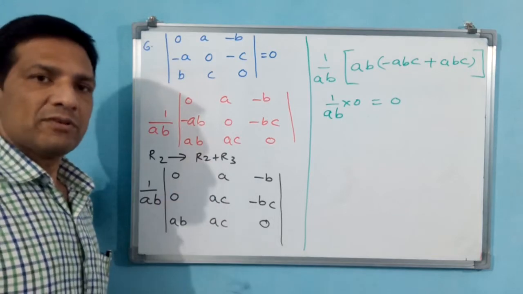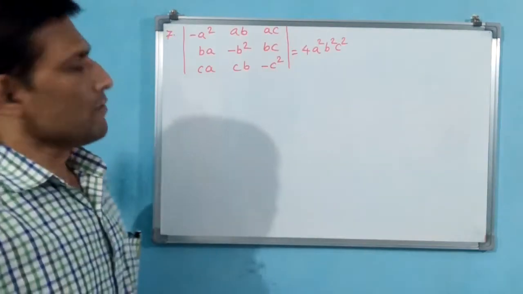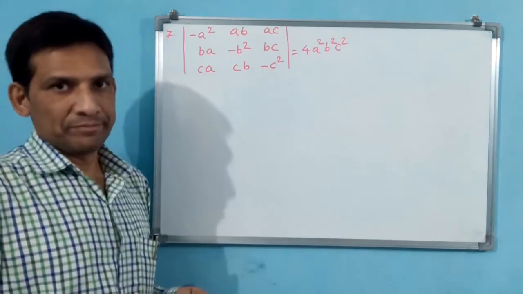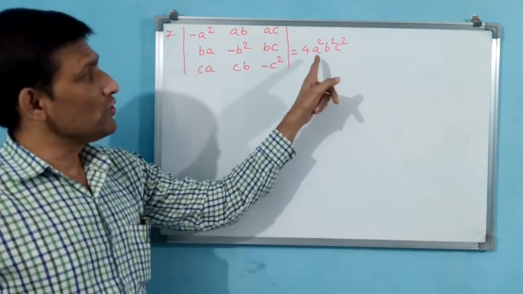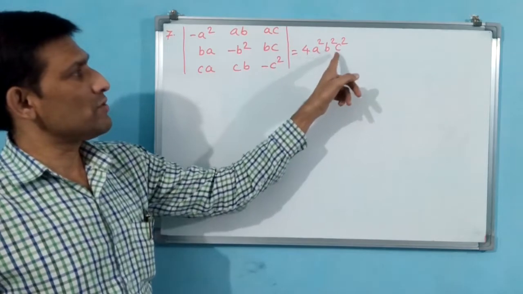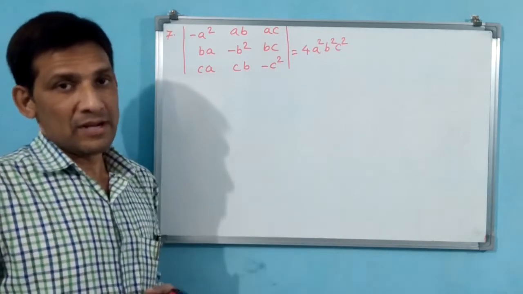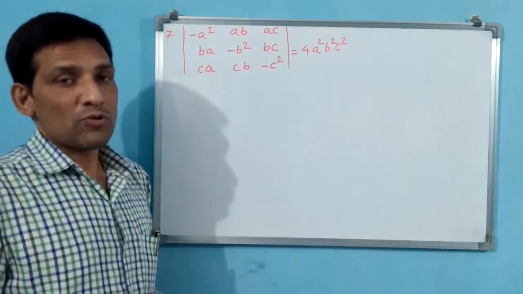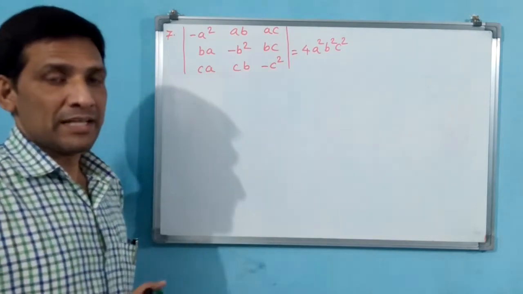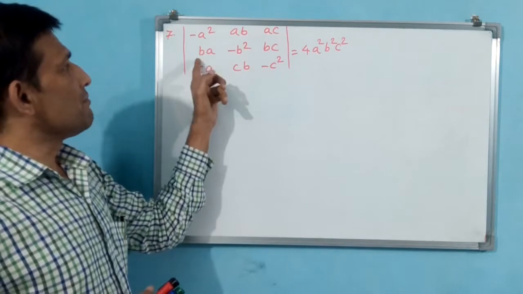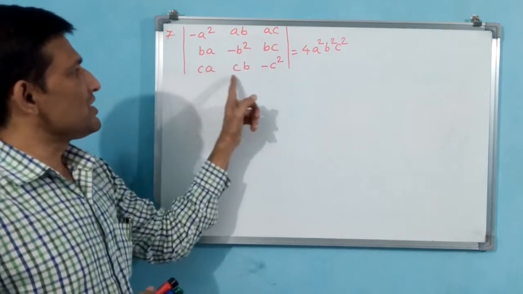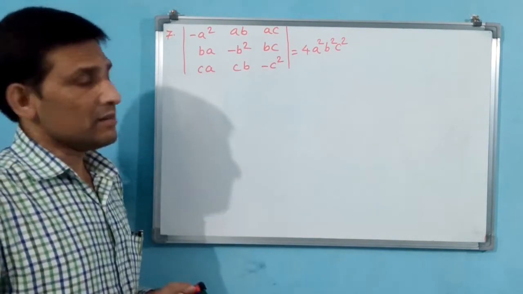Shall we go for the 7th question? Okay, now see the 7th question. Here we are not going to prove as 0. You see something is there: 4a square, b square, c square. You have to prove this. Little bit carefully how to apply here. Minus a square, ab, ac; ba, minus b square, bc; ca, cb, minus c square is there.